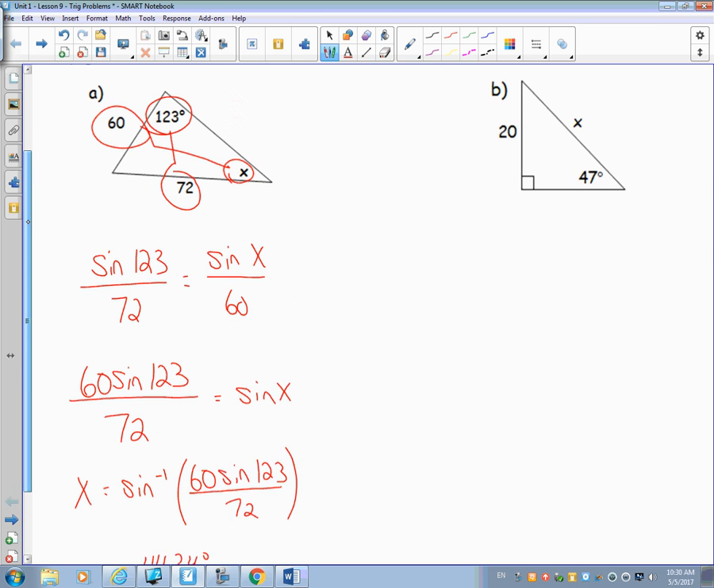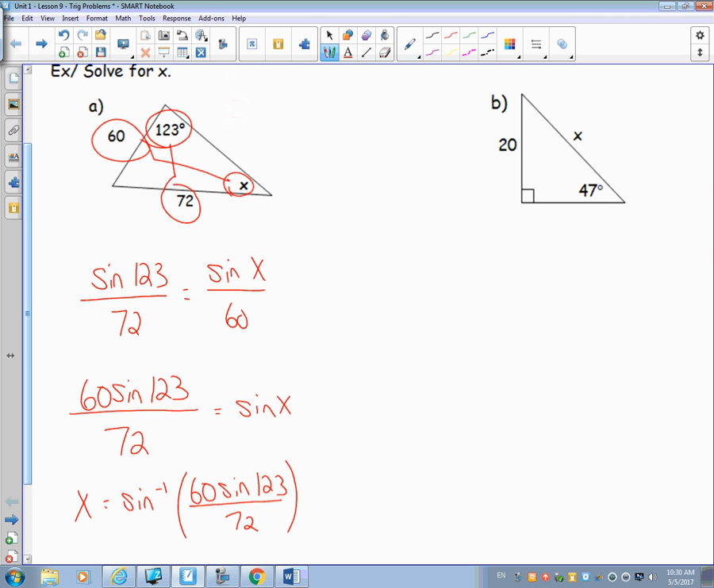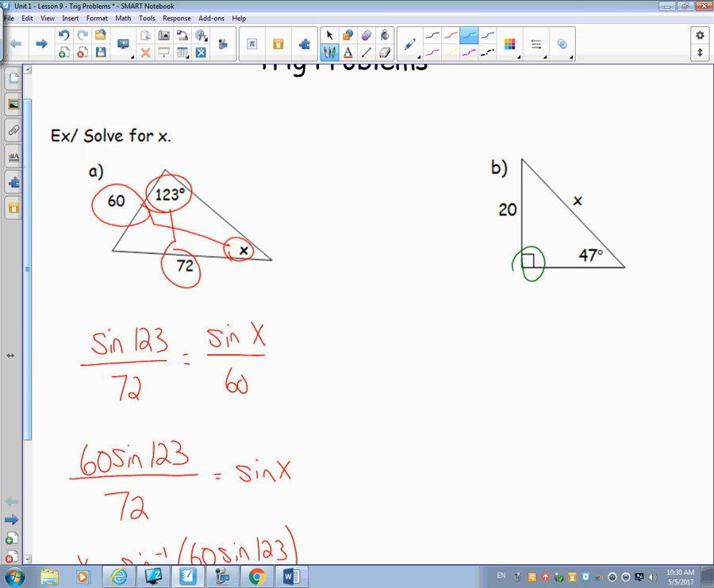Second example. First thing I'm looking at is right angle. If it's right angle, that means I can use SOHCAHTOA. To use SOHCAHTOA, I have to label my sides. Write down again up here just to remind ourselves. It's been a while since we've done it. Okay, I've got the opposite. I've got the hypotenuse. That means it's sine. So the sine of the angle I used to label, 47, is 20 over x.